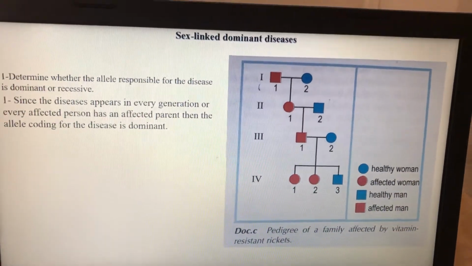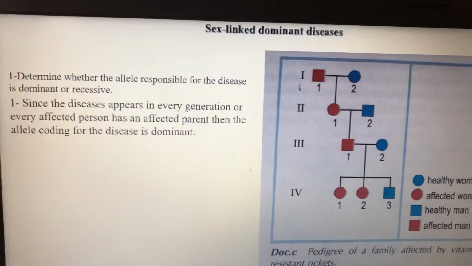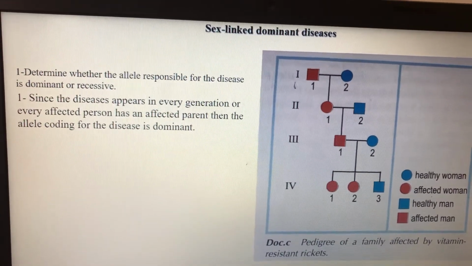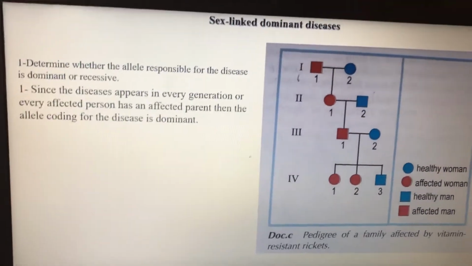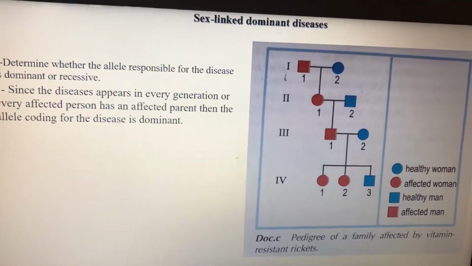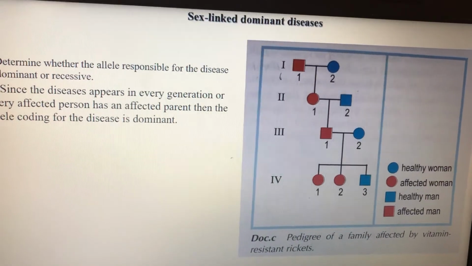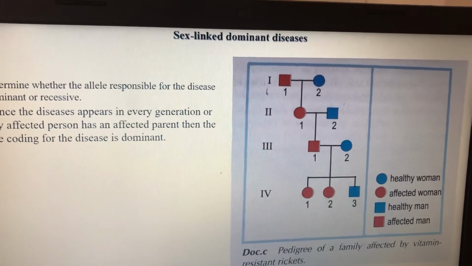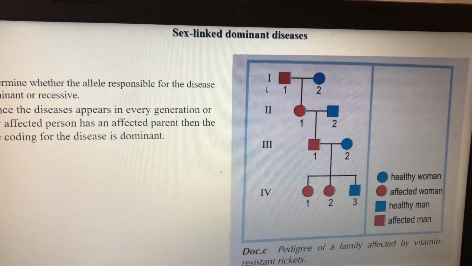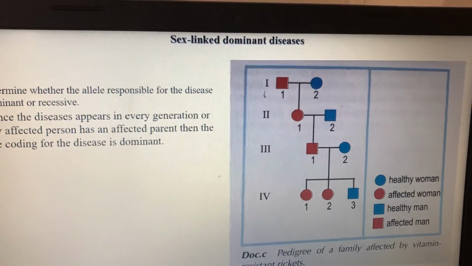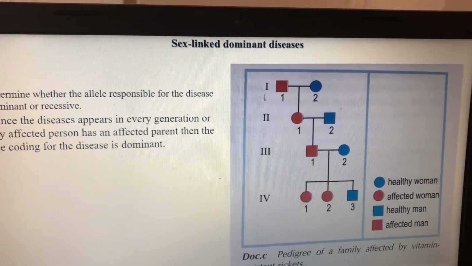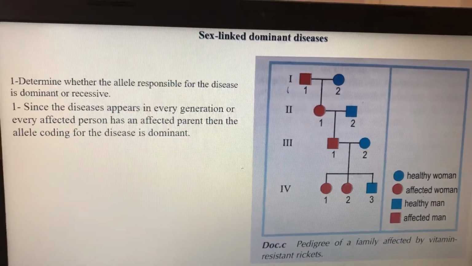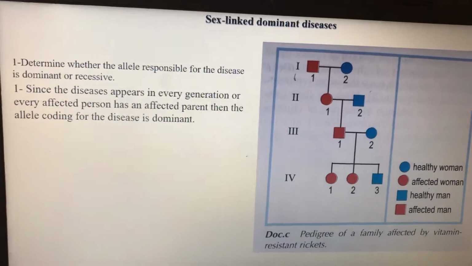Hi guys, today we are going to start with the last lesson about the diseases that are autosomal or sex-linked, which is the sex-linked dominant disease. The disease we are going to talk about today is vitamin-resistant rickets, which is manifested by deformities in the skeleton following an insufficient calcification of bones. The disease cannot respond to vitamin D treatment. So if you give the person vitamin D, he won't be able to heal.